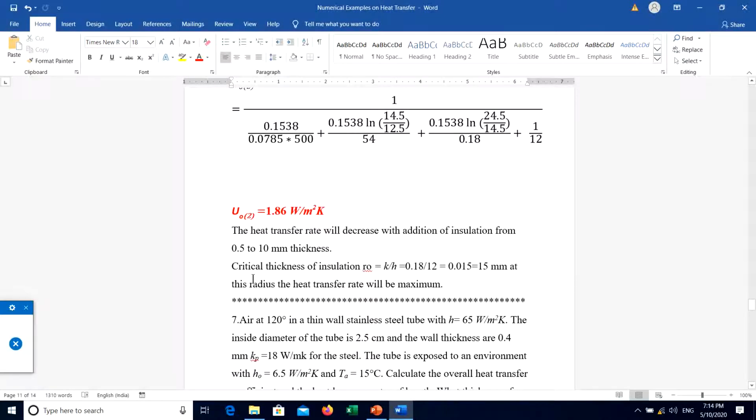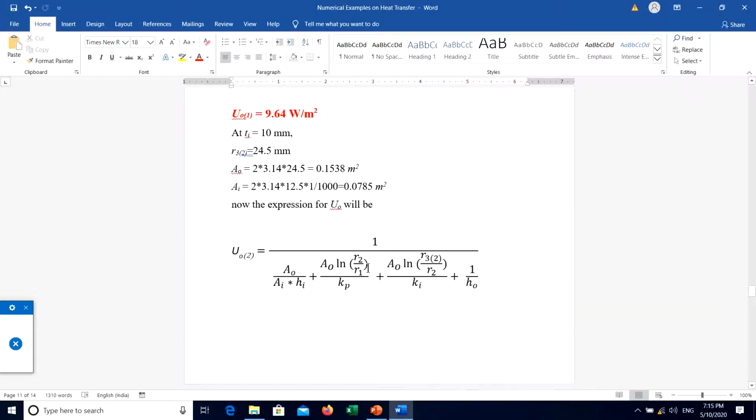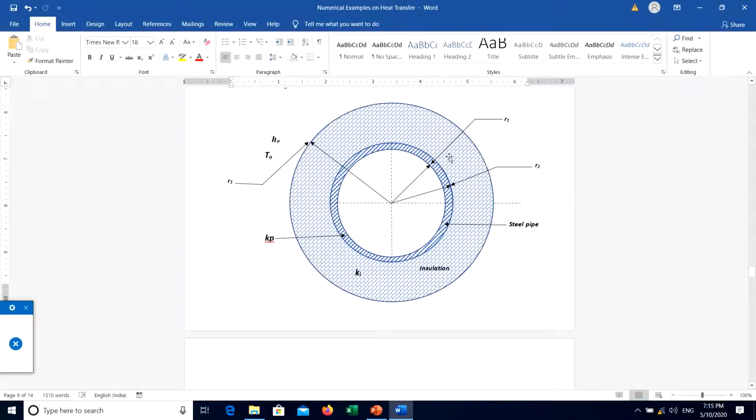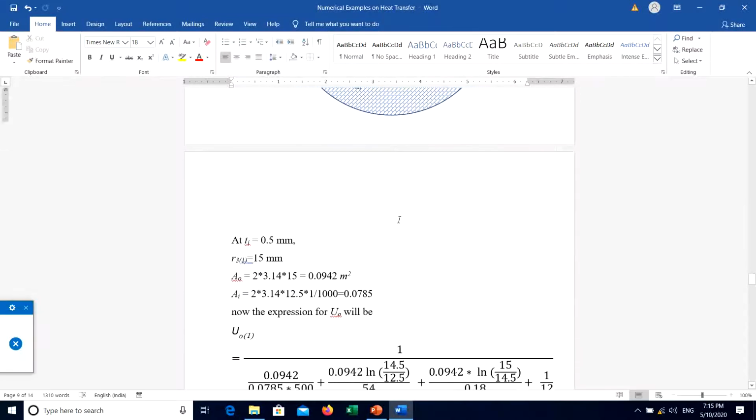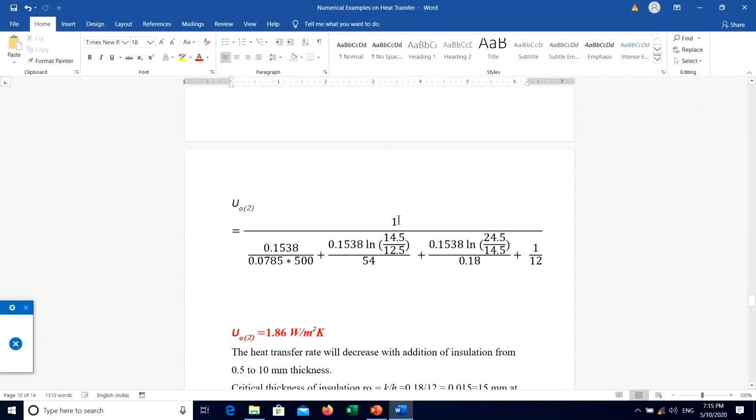Now just out of interest, let's calculate the critical thickness of insulation, which is the ratio of the thermal conductivity of the insulation to the outer convective heat transfer coefficient. So 0.18 is the thermal conductivity of the insulation and 12 is HO, the convective heat transfer coefficient outside. This ratio comes out to be 0.015, so 15 mm. Now what is 15 mm? 15 mm is RO. So we can say this dimension comes out to be 15 mm. This is called the critical radius of insulation. What will happen at the critical radius of insulation?